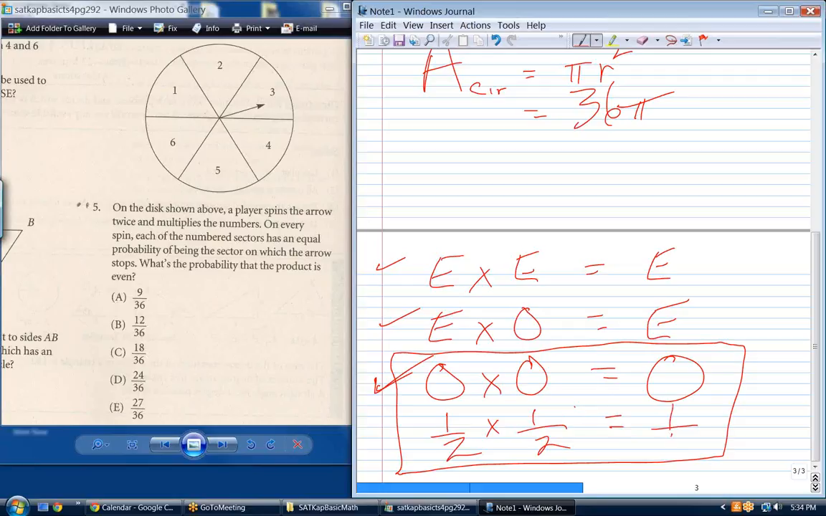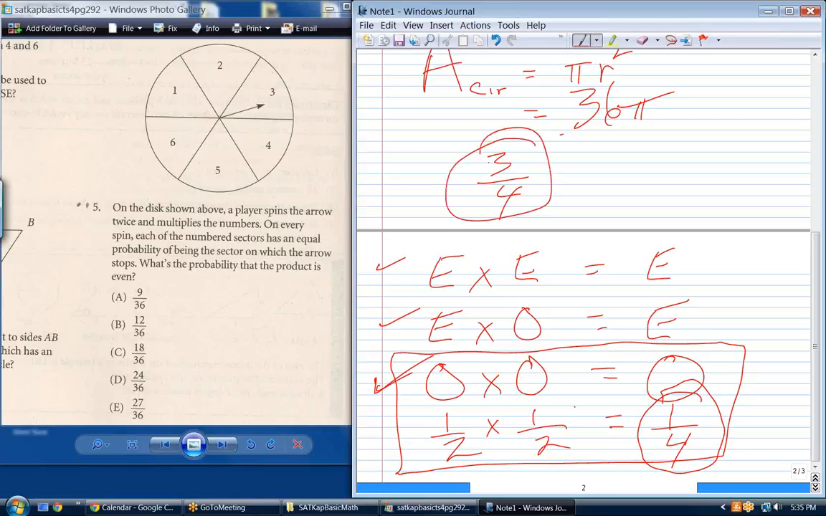1/4. Okay. So what are the odds we're going to get an even? Remember, we take the odds of this and we subtract it from 1. So 3/4 must be the odds of getting an even. In other words, anything that's not an odd is going to be an even. And we just figured out that the odds of getting an odd with both spins, which is what's necessary, is 1/4. So 3/4 has to be the answer.